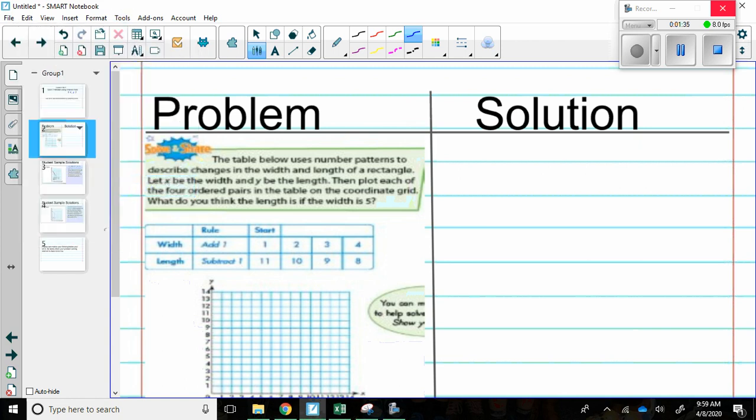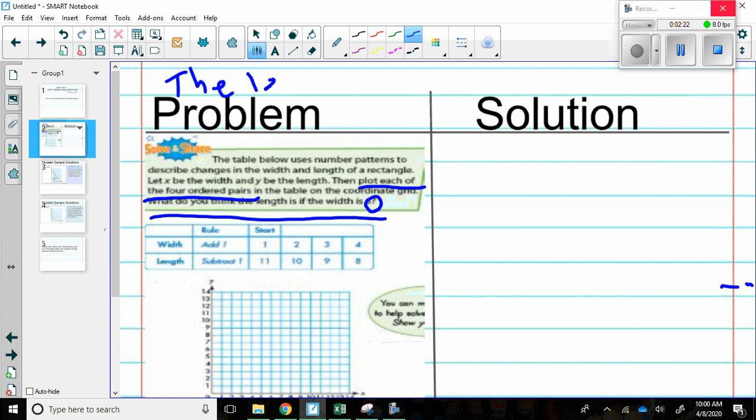Okay, let's go ahead and work this problem. This one's a little different. Cubes doesn't really fit the style, but we're going to go through it anyway to help us break down the problem. There's really no numbers to circle except for 5. That's what it wants us to find at the end. We need to underline the question, and this one is tricky because it's kind of a two-part question. We need to plot each of the four ordered pairs. And then it also asks, what do you think the length is if the width is 5? So that's the question I want to answer.